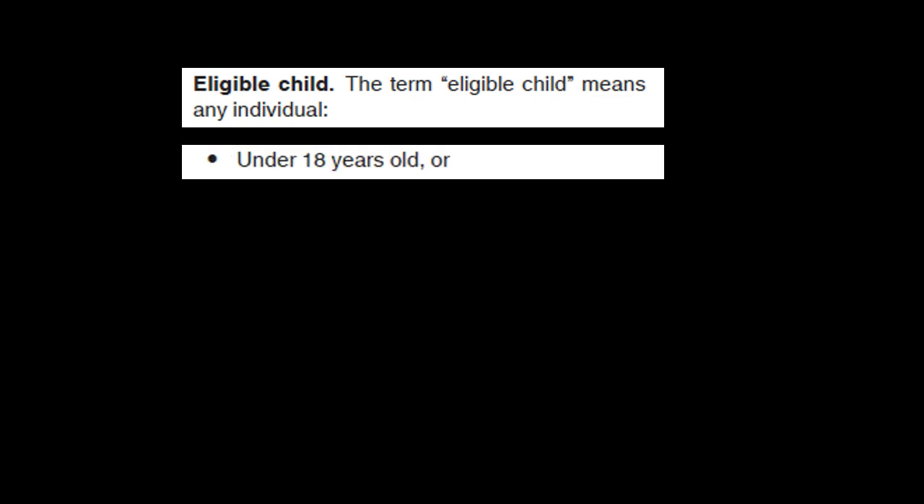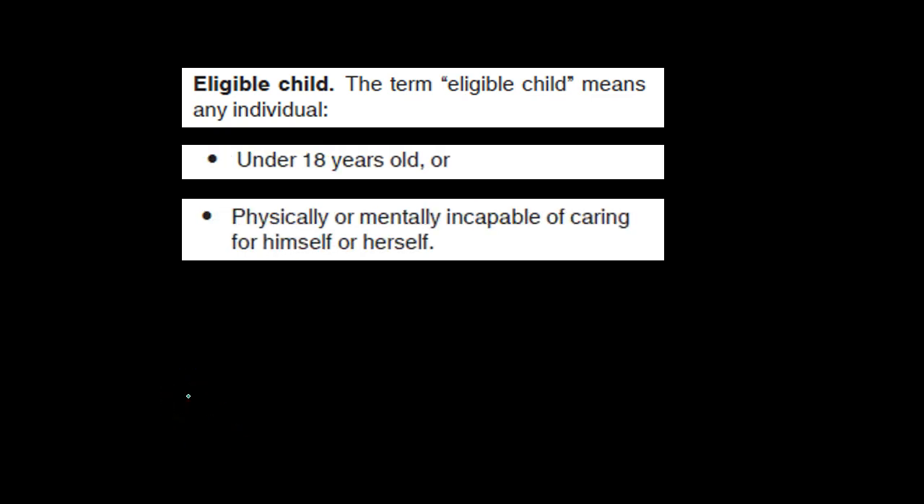Eligible child. The term eligible child means any individual under 18 years old or physically or mentally incapable of caring for himself or herself. So notice the or here, not the and here. So under 18 years old or physically or mentally incapable of caring for himself or herself.